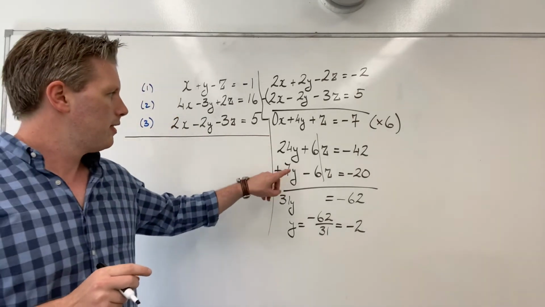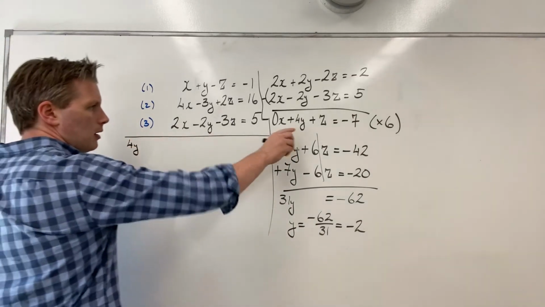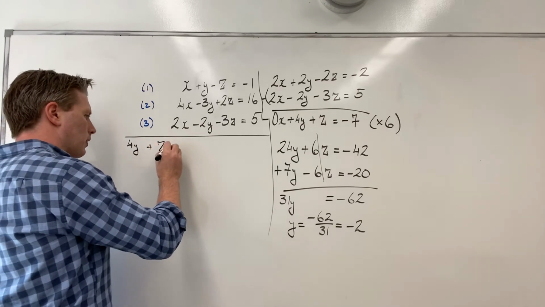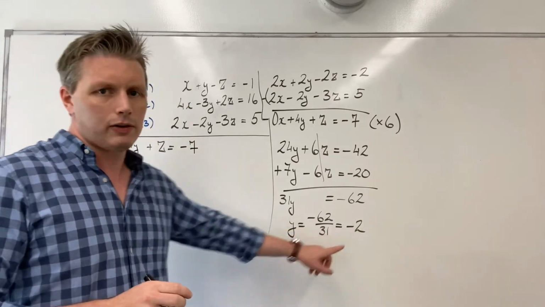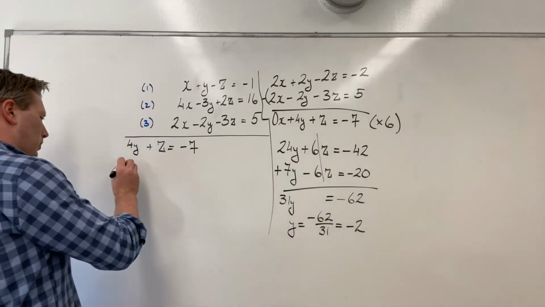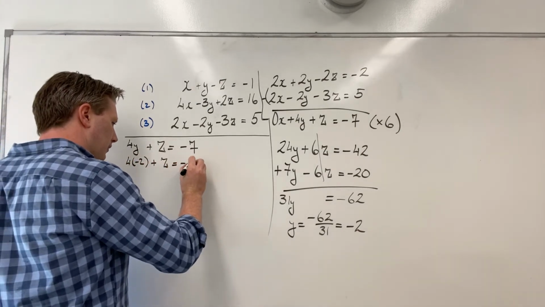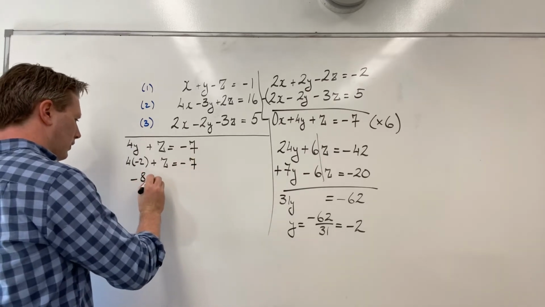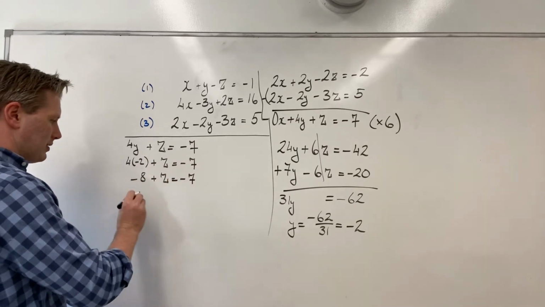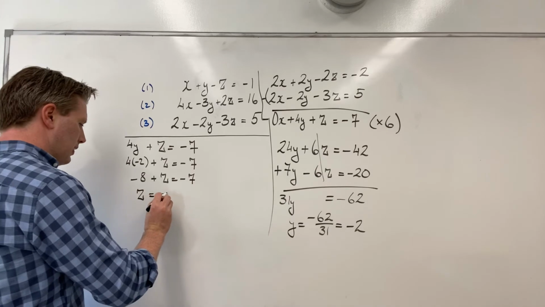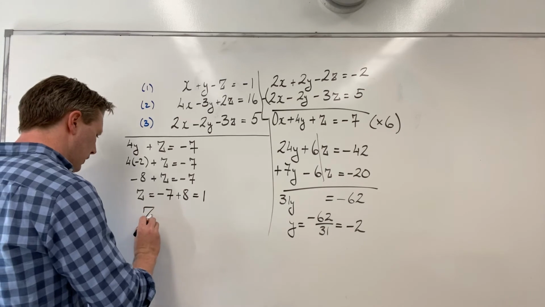I'm going to take this equation right here, 4y plus z is equal to negative 7. And I can substitute in my y value of negative 2 in here. And so this will become 4 times negative 2 plus z is equal to negative 7. That's negative 8 plus z is equal to negative 7. And so therefore, adding 8 to both sides, I will get that z is equal to negative 7 plus 8, which is 1. And so I get that z is equal to 1.